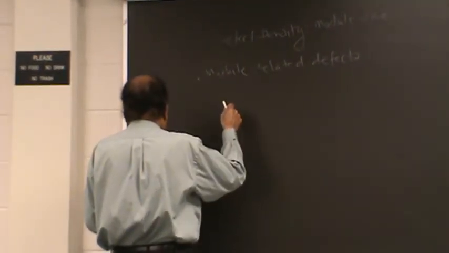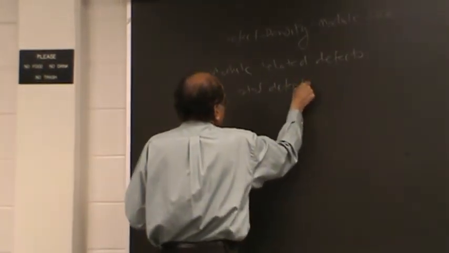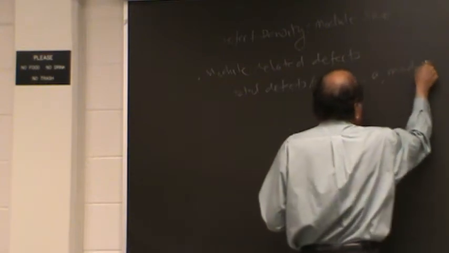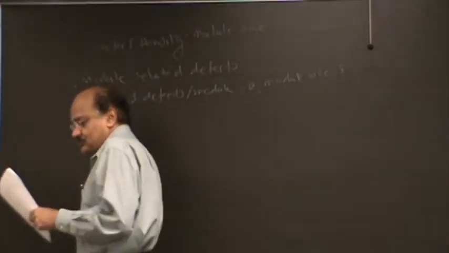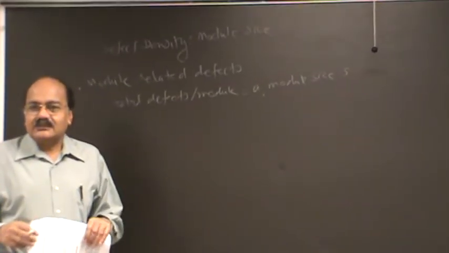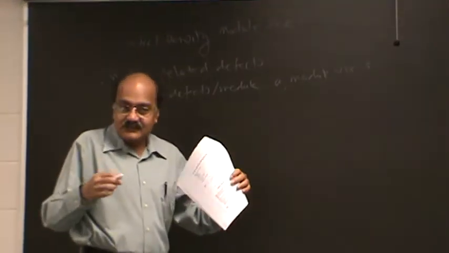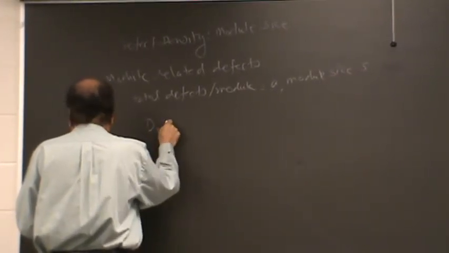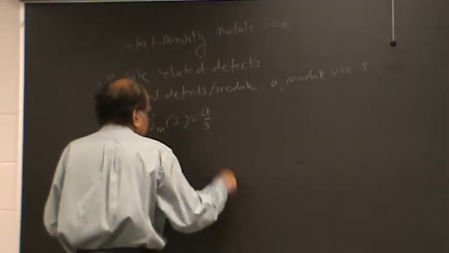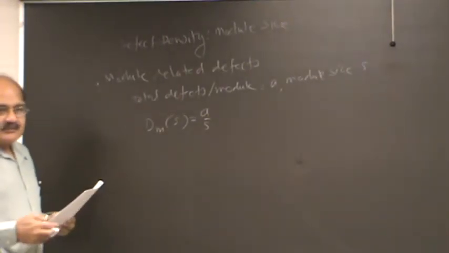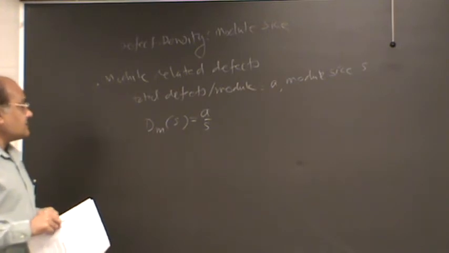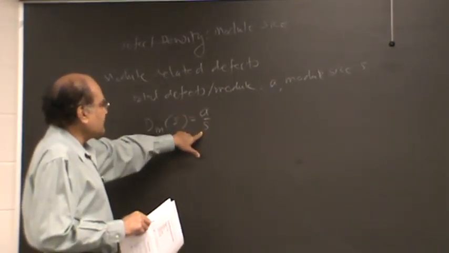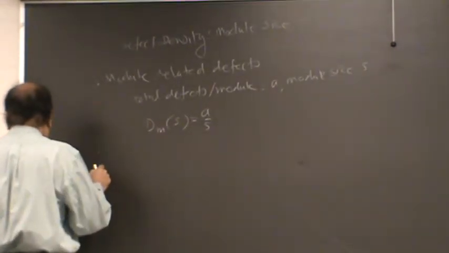And let us say that the total defects per module is A, and module size is S. And we assume that these defects are uniformly distributed among the modules, regardless of the size of the modules. And so we say d sub m, a function of S, equal to A by S. So if each module has about an equal number of these interface-related defects, defect density would be the number of defects per module divided by the module size. And then you have instruction-related defects.